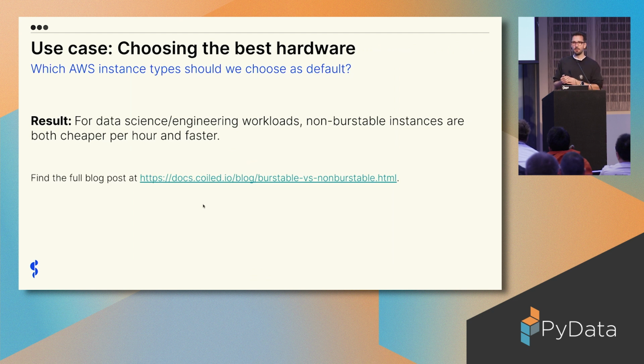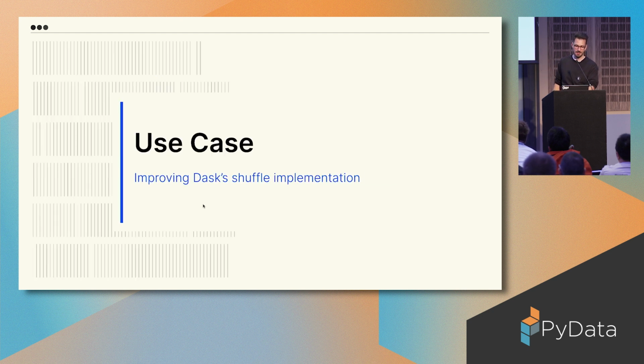So in the end, we figured out for the data science and data engineering workloads that our customers have, we should pick non-burstable instances because they're a much better fit essentially. You can read more about that if you're interested in our blog post. I won't go into too much detail here.